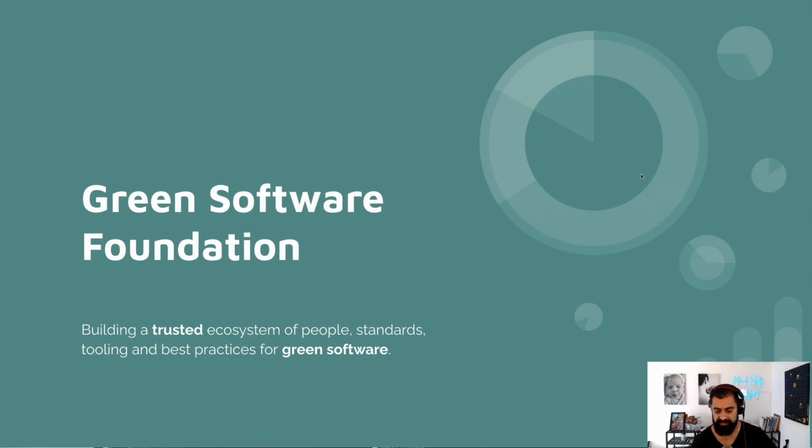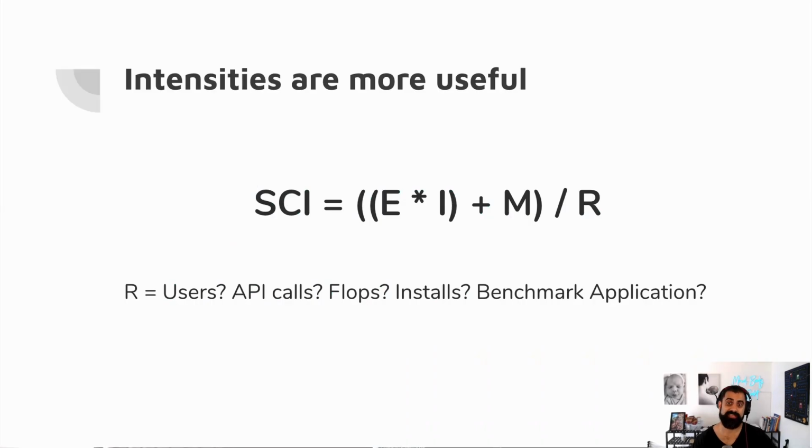And that's it. So that's basically the SCI, and that's how it's linked to green software engineering and some of the stuff that we're doing there.